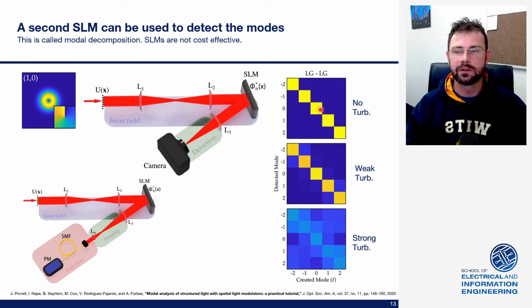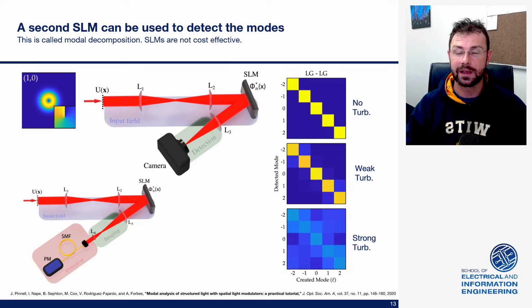So if there was no turbulence, we would see this perfect diagonal. If there was weak turbulence, so just slight aberrations, we would see the diagonal on average, but there'd be a little bit of crosstalk. And with strong turbulence, you can see here we have fairly significant crosstalk. And from one time step to the next, it might not have this nice Gaussian shape. So things are kind of tough.